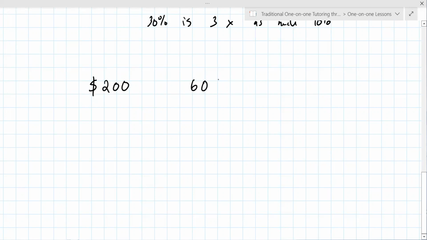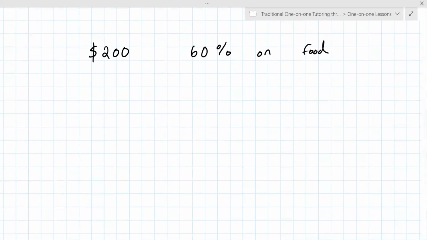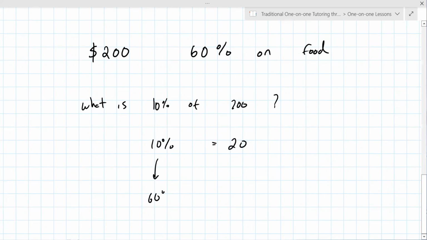Now out of that $200, let's say you want to spend 60% on food. So to answer this question, you need to figure out what 10% is. What 10% is for 60%, right? Yes. No, 10% of 200. I'm sorry. So just like the last problem, you have to first figure out 10%. What is 10% of 200? 20. Okay, so 10% is 20. Now, if you want to go to 60%, what are you multiplying by?